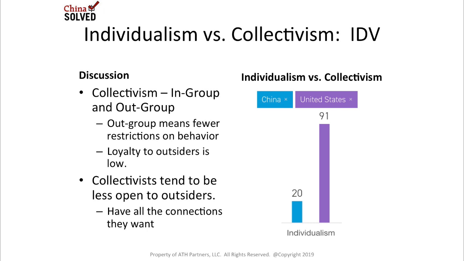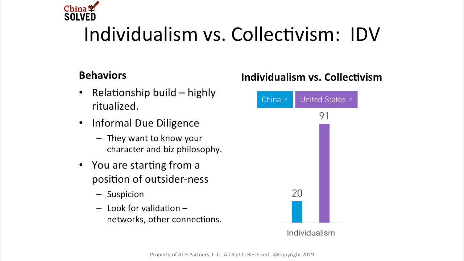And that means if you're going to China to negotiate, you're starting out as the out-group. Collectivists tend to be less open to outsiders than individualists. They already have all the connections they want, and they're going to have to make room for you. So the behaviors you'll see in your Chinese counterpart, first, the relationship building process is highly ritualized. You should see the banquets and the KTV drinking and all the social events as an informal due diligence process. They want to know your character and your business philosophy before they allow you into the in-group.